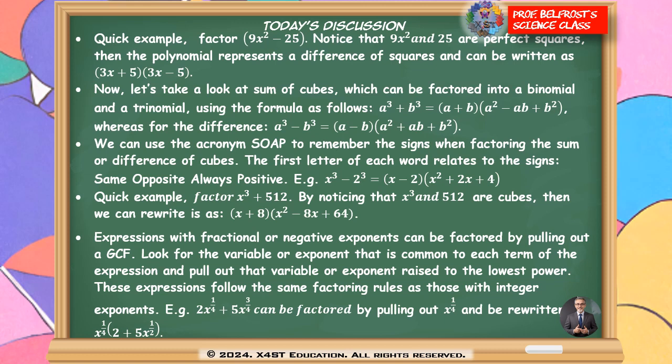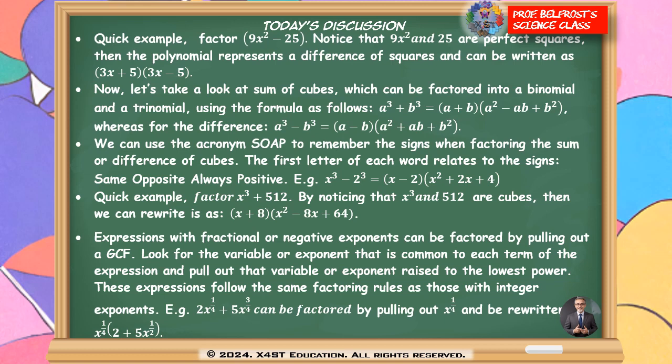Okay, so same, opposite, always positive. For example, x cubed minus 2 cubed gives us x minus 2 times x squared plus 2x plus 4. For example, we need to factor x cubed plus 512. We notice that both terms are cubes, so we can write it as x plus 8 times x squared minus 8x plus 64.